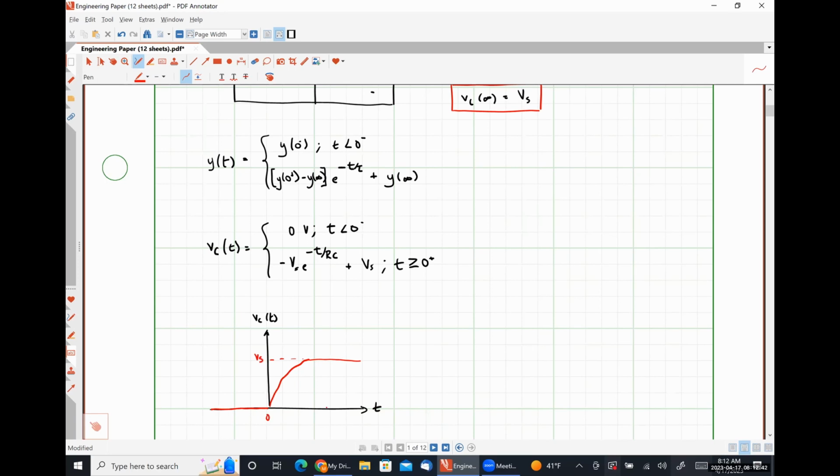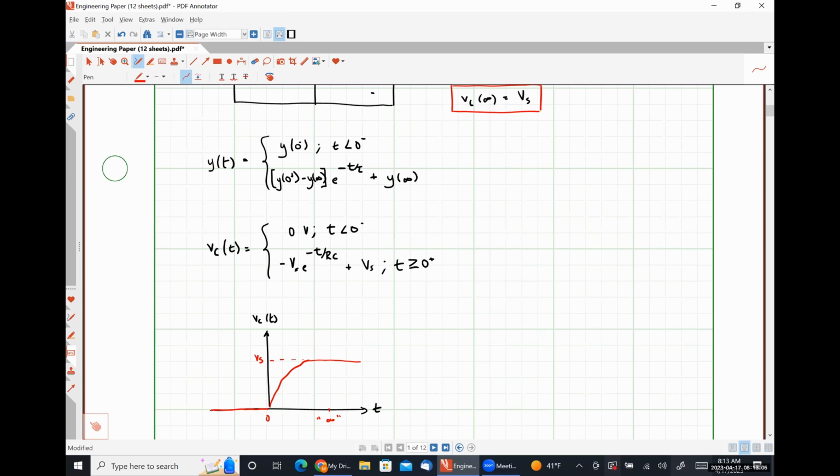There's 0, and around here will be infinity. So we have effectively described the charge cycle for a capacitor, right? So that's what it's going to look like if we try to charge a capacitor, and then what we dealt with on Friday was discharging a capacitor.